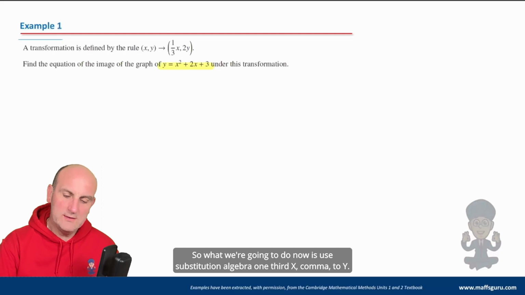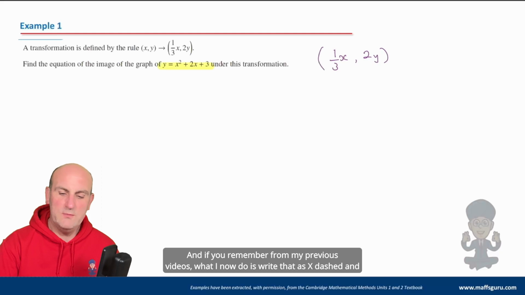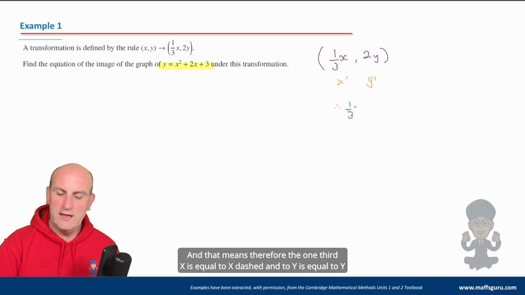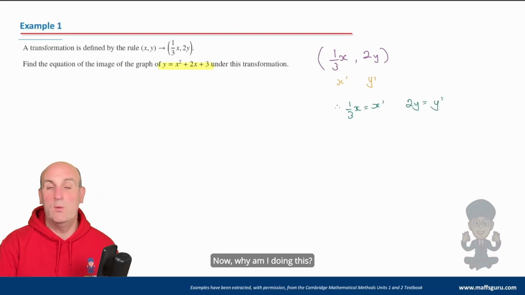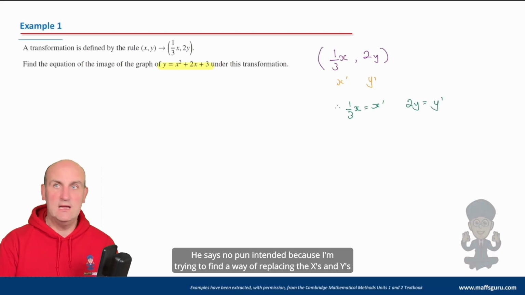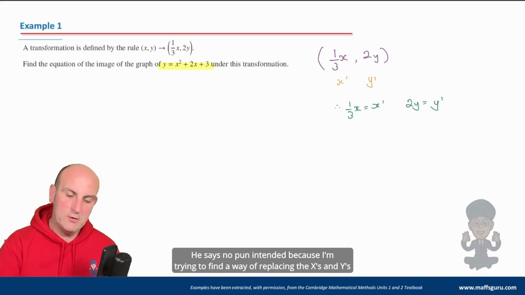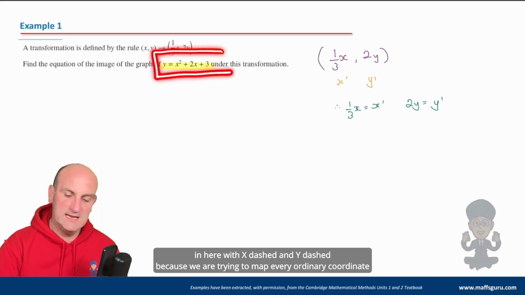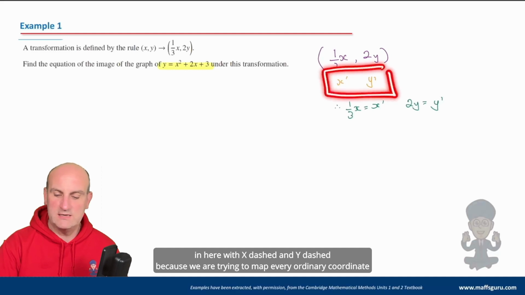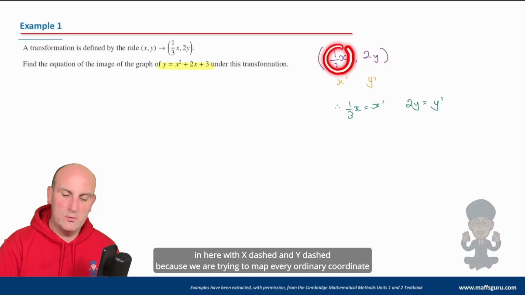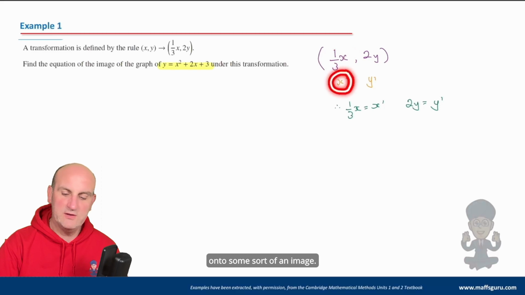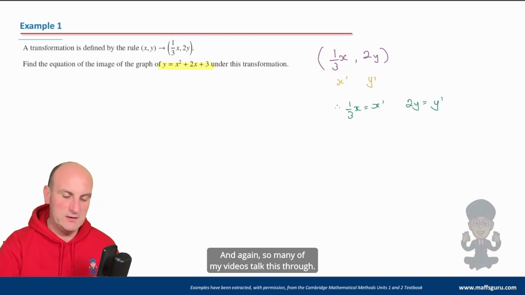So what we're going to do now is use substitution algebra, 1/3 x, comma, 2y. And if you remember from my previous videos, what I now do is write that as x dashed and y dashed. And that means, therefore, that 1/3 x is equal to x dashed and 2y is equal to y dashed. Now, why am I doing this? No pun intended, because I am trying to find a way of replacing the x's and y's in here with x dashed and y dashed, because we are trying to map every ordinary coordinate onto some sort of an image. And again, so many of my videos talk this through.